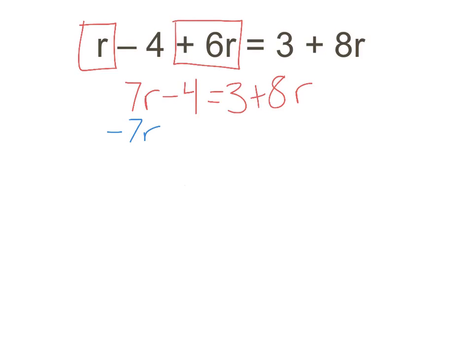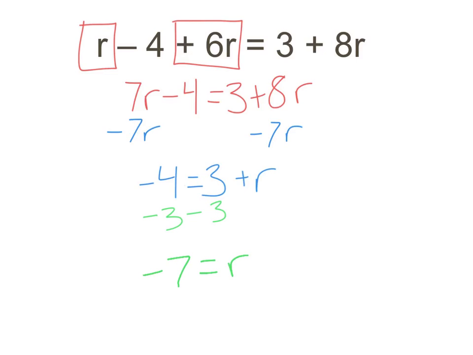We're going to subtract 7r from both sides because that's the smaller coefficient. And that will give us a negative 4, which equals 3 plus r. The next thing we're going to move over is this 3. Since it's positive, we're going to subtract. So that's going to give us negative 7 equals r. And that is our final answer, since there is no coefficient for the r value.